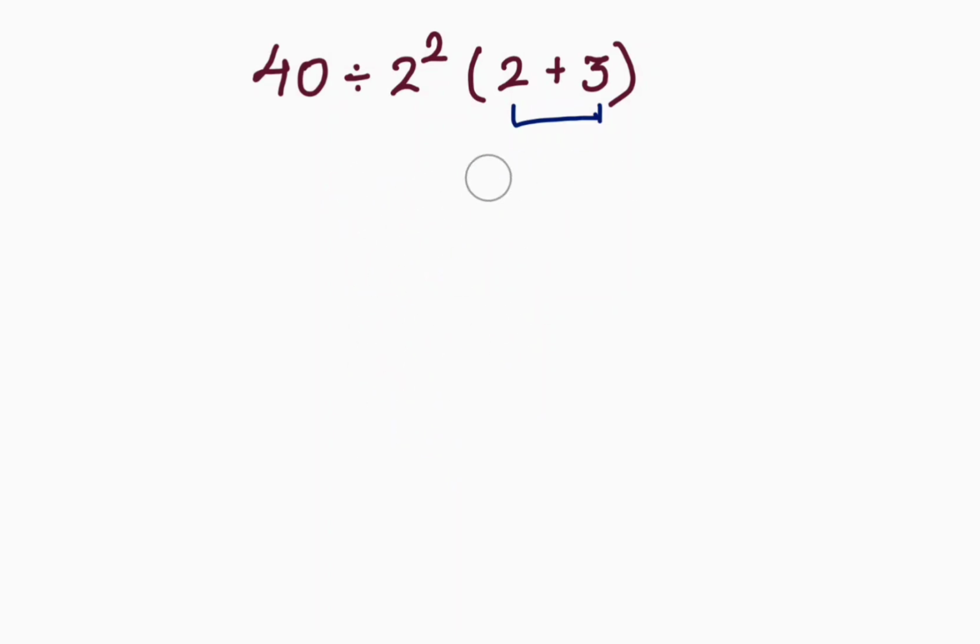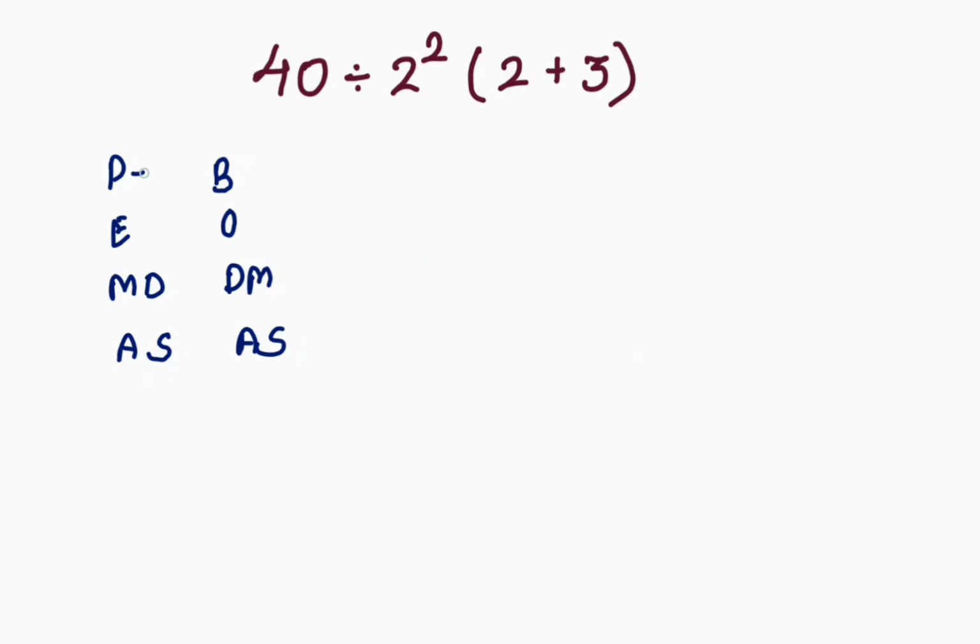Let's see correct usage of PEMDAS or BODMAS method. Both PEMDAS and BODMAS method are same, but different names are used in different countries. So let's see both the formulas. We need to first start with parenthesis or bracket, in this case 2 plus 3, which comes 5. So 40 divided by 2 square, 5.